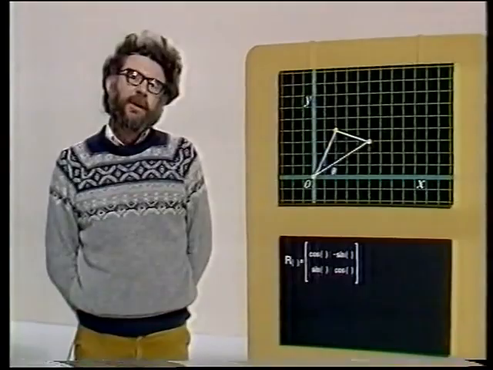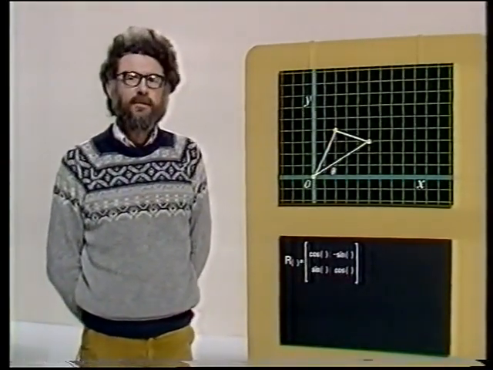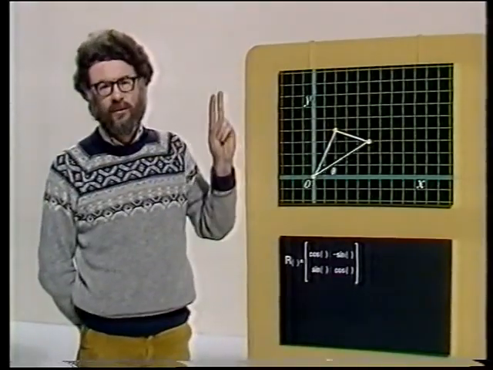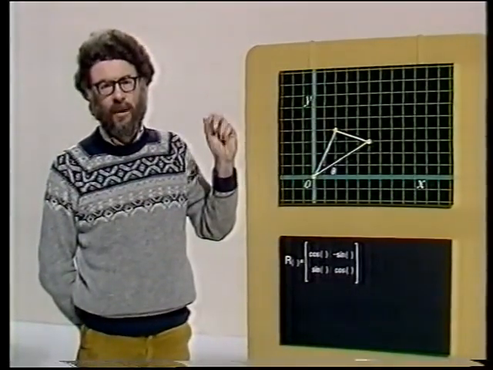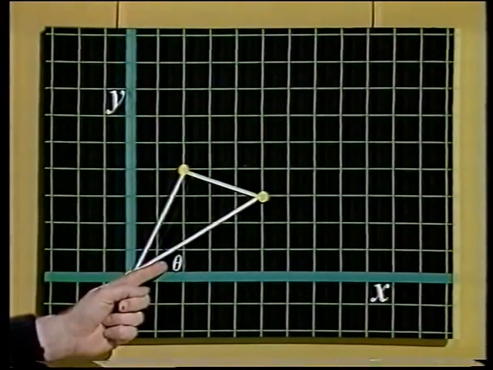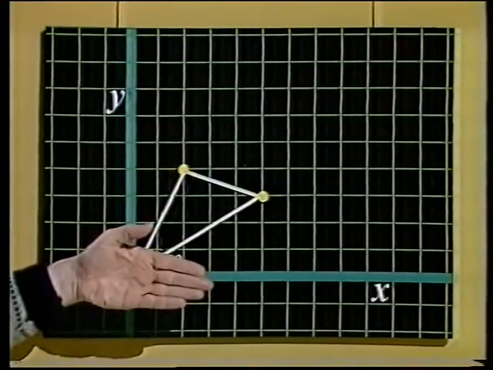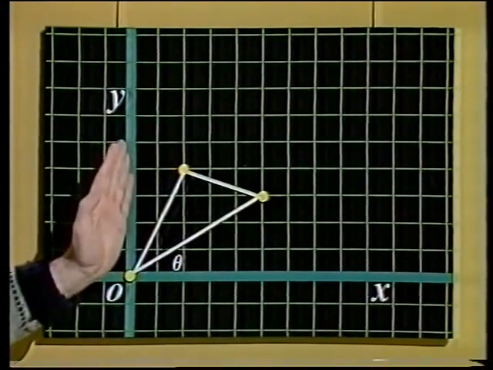But before we rush into things, there's one important point to remember. When we're talking about rotations, we need to specify two pieces of information. One is the magnitude of the angle through which we're going to rotate. The other one is the direction. Is the rotation in a clockwise or an anti-clockwise sense?